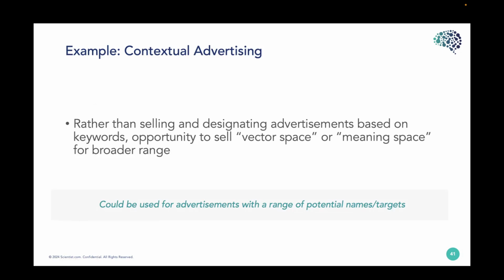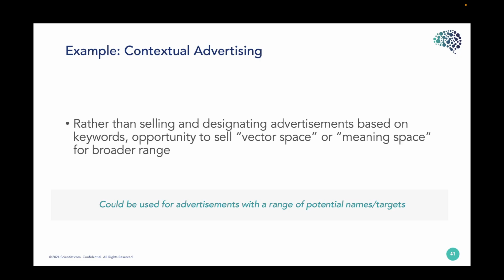Another use case, which is very closely related to semantic search, is I think contextual advertising, right? We are all familiar with buying keywords for advertisements. You go to Google and you buy some keywords. Rather than buying a keyword, you could imagine buying a chunk of meaning space or a chunk of vector space. Give me everything that is closely related to gene editing. And then you're buying CRISPR and gene editing at the same time.